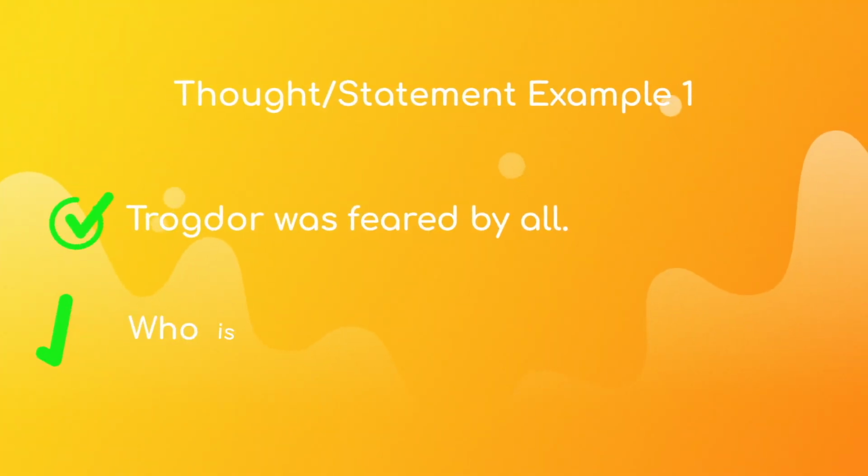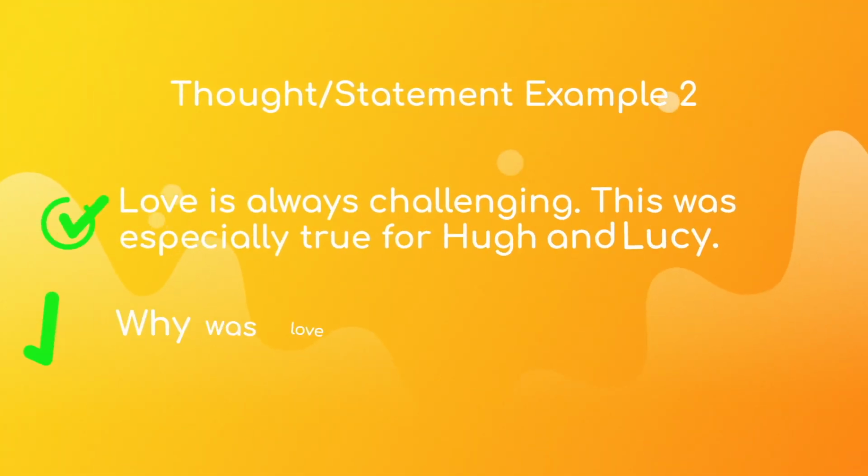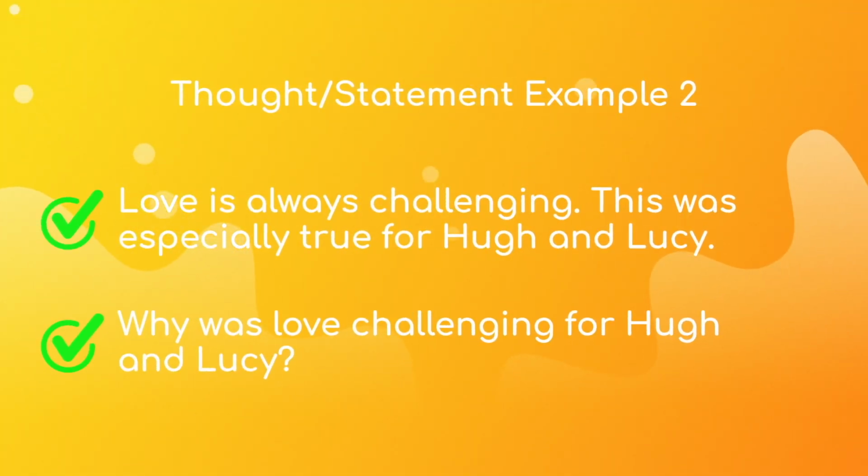In the first example, we are introduced with a statement that Trogdor was feared by all, and straight away the questions are, who is Trogdor and why are they feared? In the next example, we are introduced with a statement, love is always challenging, and 2 characters, Hugh and Lucy. The intended question is, why was love challenging for Hugh and Lucy?